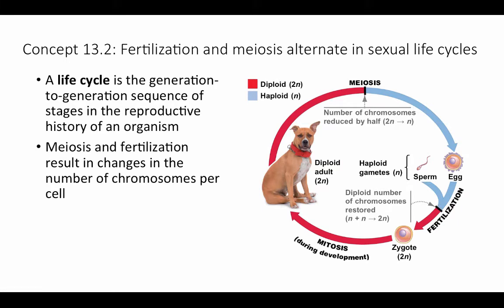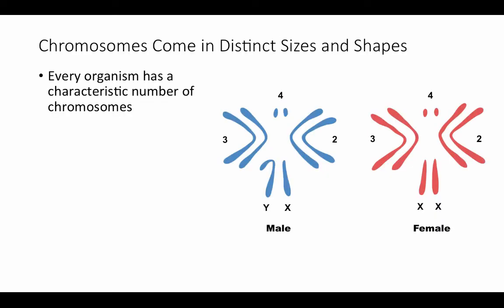Meiosis and fertilization result in changes in the number of chromosomes per cell. So remember that each of these gametes has a half complement. When they come together, they have a full complement of chromosomes, and they're going to be cycling back and forth in every generation between these haploid cells and the 2N or diploid individuals, where N refers to the number of chromosomes. So how do we study and analyze chromosomes?